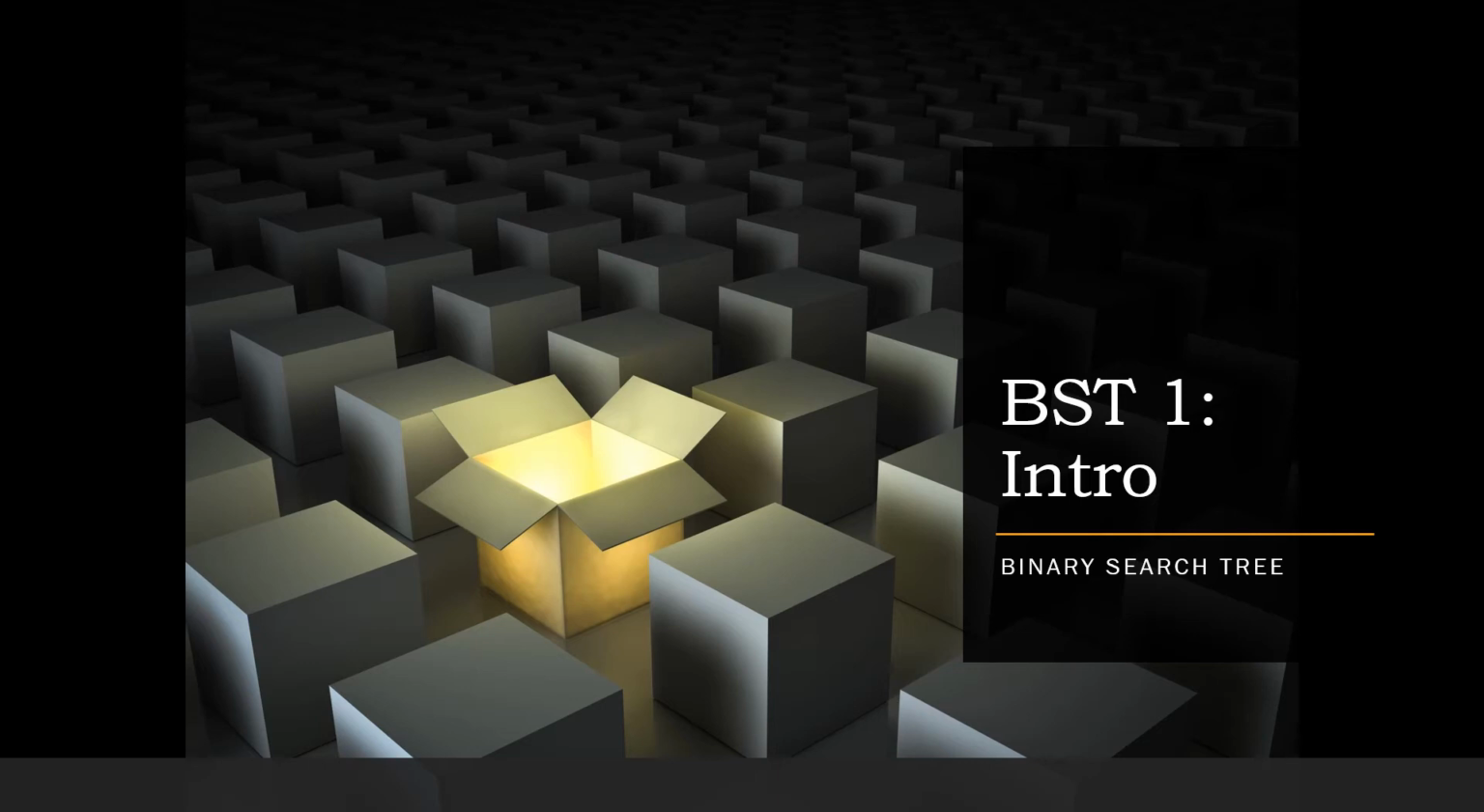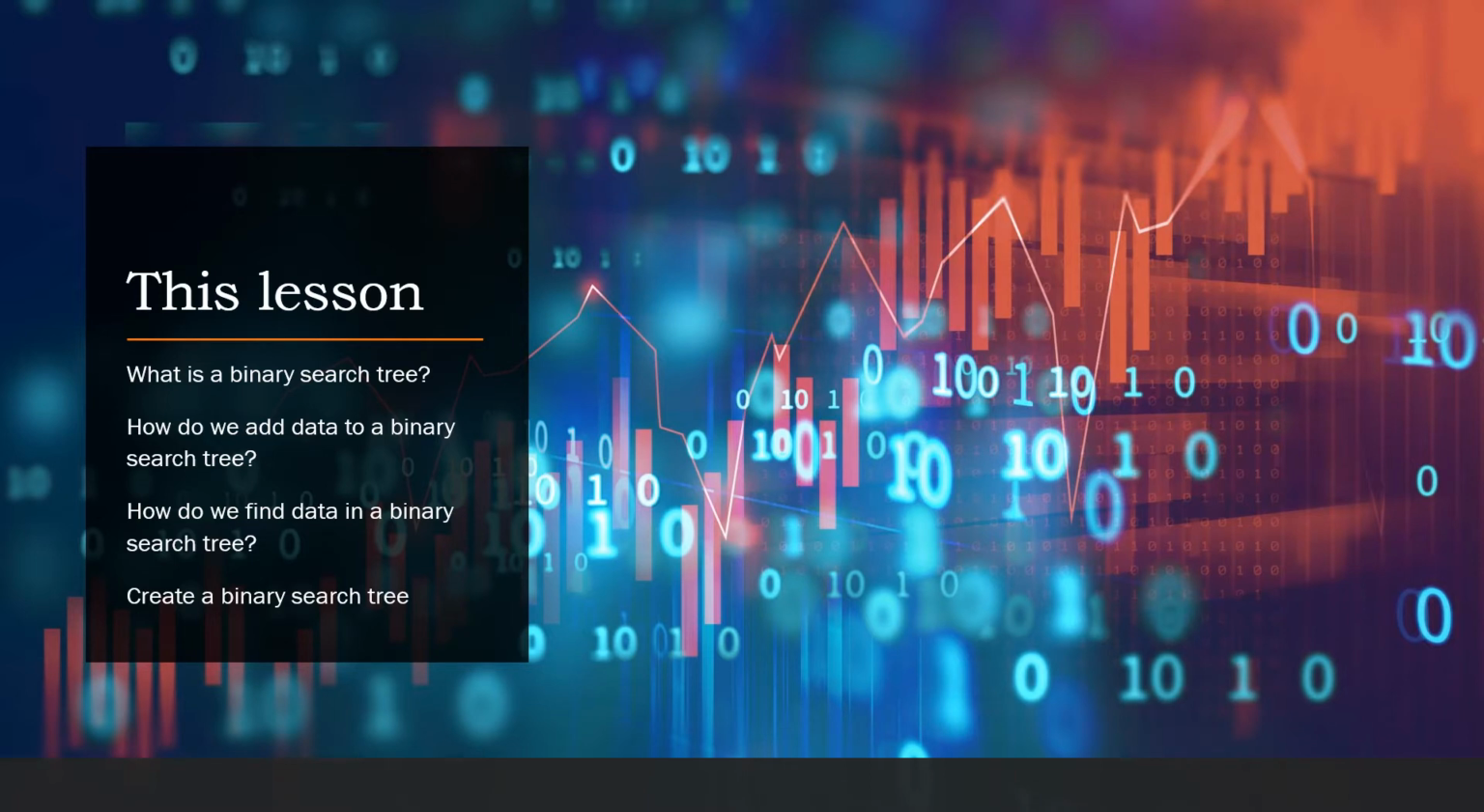Welcome back. This is the first of 3 lessons about a data structure called a binary search tree. This is a type of tree where the data is specially organized to make it easy for us to search for the information we want. In this lesson, you'll learn how to define a binary search tree and how data is added to a binary search tree, how we can use a binary search tree to find the data that we want, and we'll end up by creating a binary search tree from a series of data values.